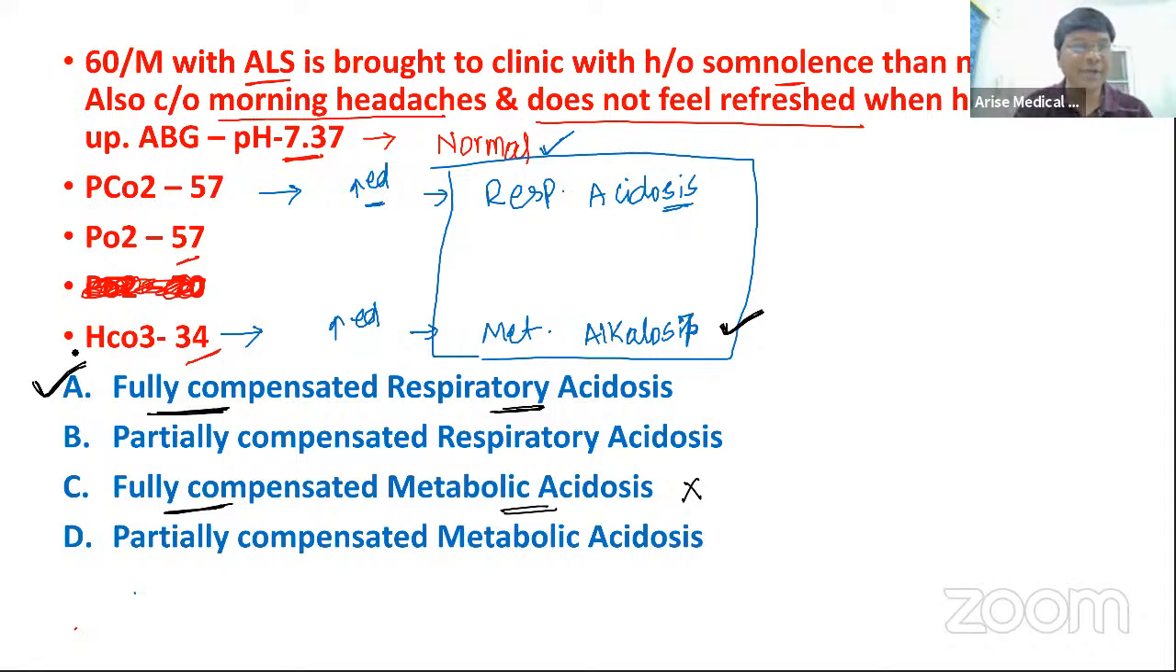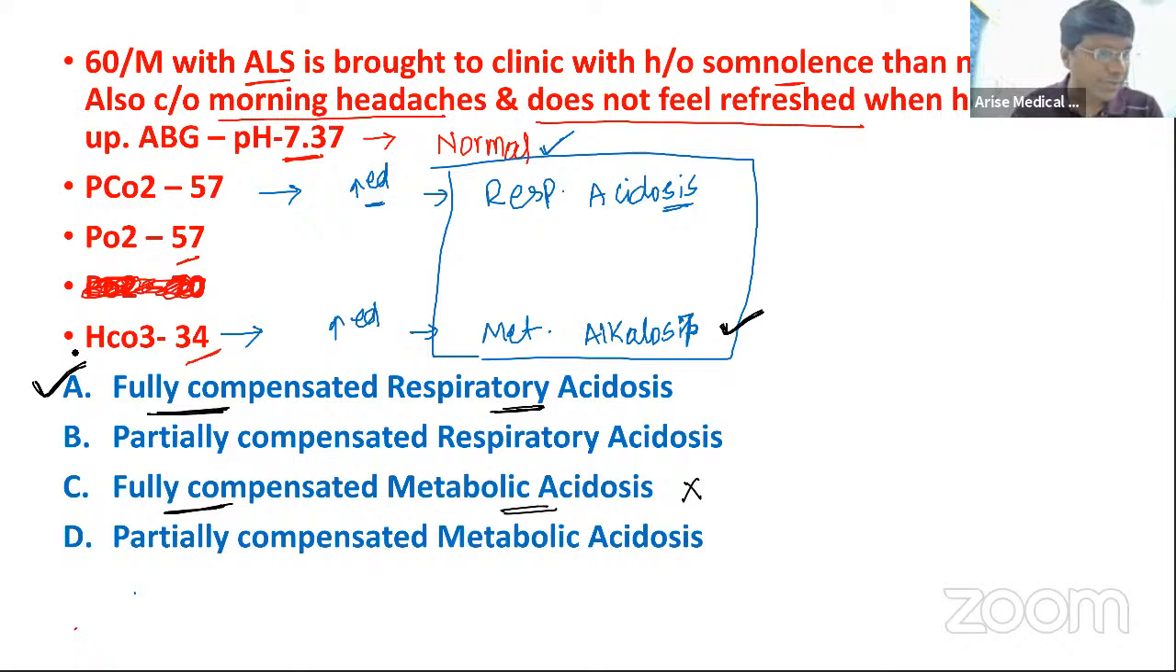The answer is fully compensated respiratory acidosis, right? Fully compensated respiratory acidosis. Okay, so if you want to understand these type of clinical based questions on ABG, please go back to my yesterday's session on YouTube. That is available to you in a recorded format under Arise Medical Academy YouTube channel, and you can watch the yesterday's ABGs. So if I'm not wrong, I've discussed 7 to 8 ABGs with clinical based scenarios, right? And this is one type of it, right?